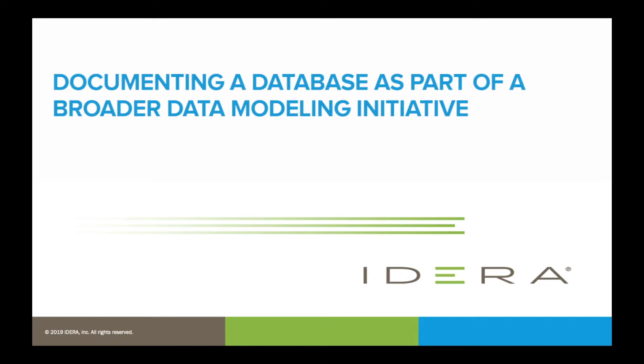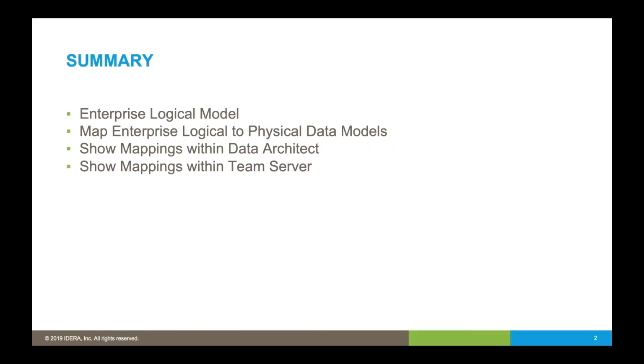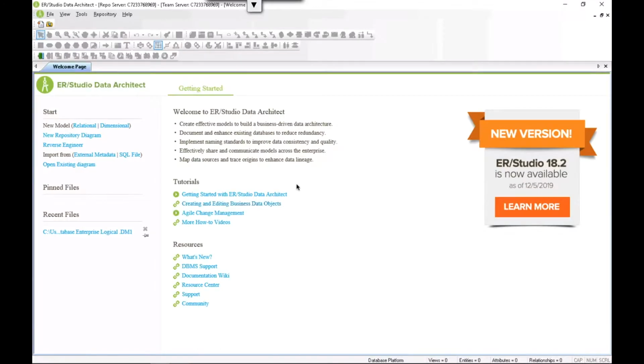The enterprise logical model will usually be maintained in its own right, separate from the physical data models, so it is important to be able to map between them for impact analysis of changes. We will show the steps involved in creating these mappings, show how these mappings are displayed within EOS Studio Data Architect, and finally, how they can be easily shared and communicated using EOS Studio Team Server.